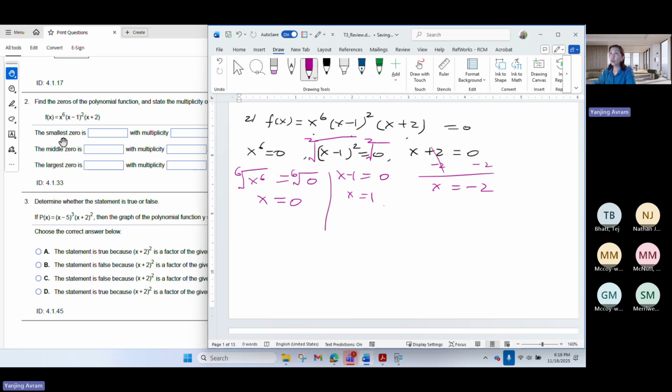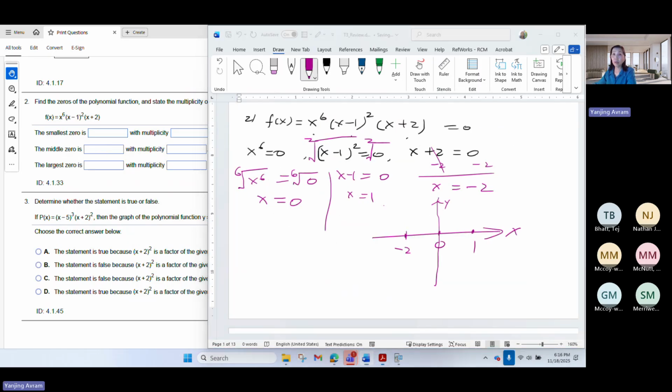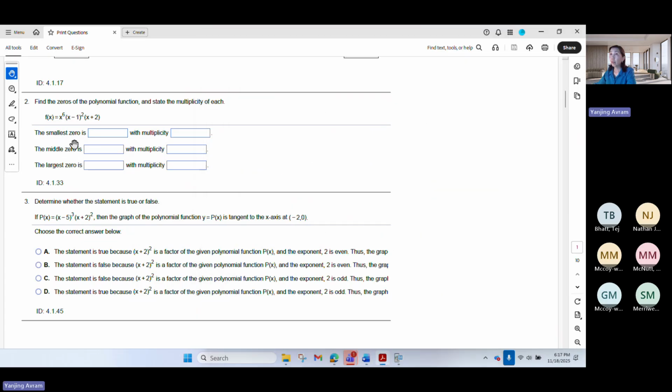All right, so you need to write down the zeros starting with the smallest. So where's my smallest zero? My zeros in order will be negative 2, 0, and 1. All right, so those are the zeros in here. If I graph this one right here, x and y, my smallest one will be the 0, right? And then let's see what it asks in here, the smaller zero and multiplicity.